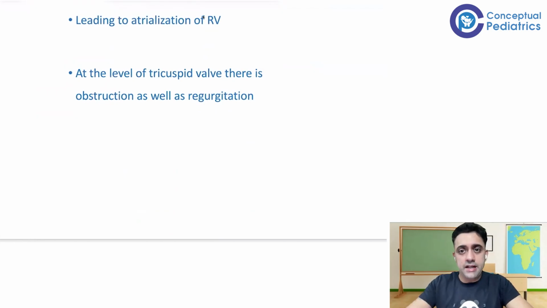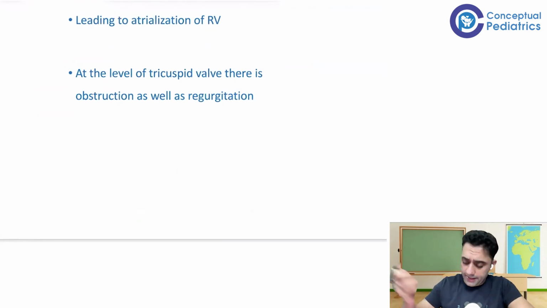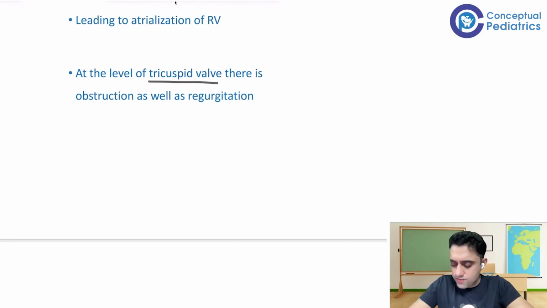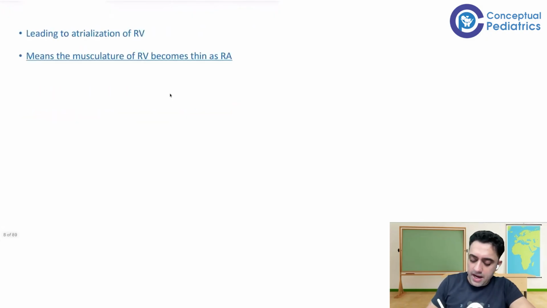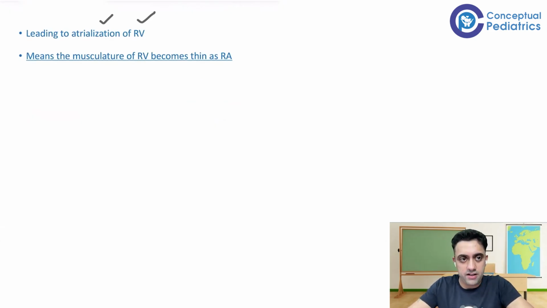So the atrialization has happened at the level of the tricuspid valve, yes or no? That is the basic thing we must know for exam purposes. I told you, atrialization of the right ventricle means that the musculature of the right ventricle becomes thin, very importantly, as thin as the right atrium. That is the one basic thing you should know.